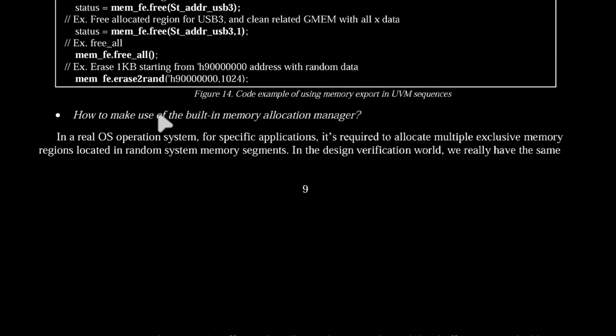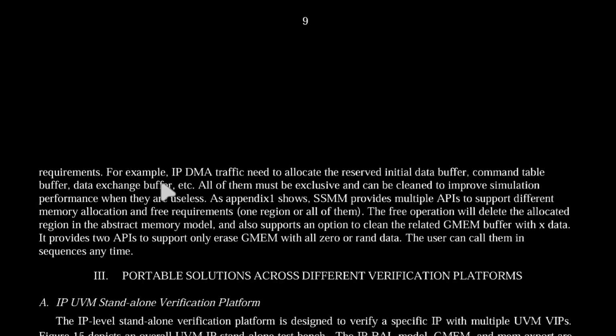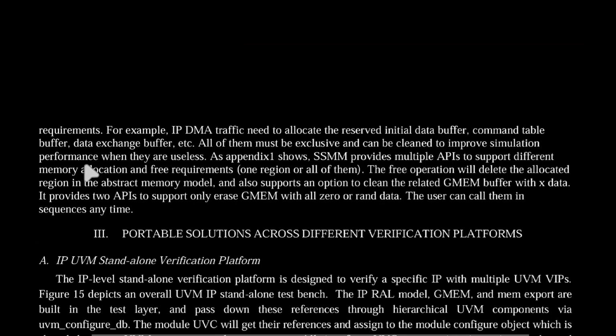How to make use of the built-in memory allocate manager? In a real operating system, for specific applications, it's required to allocate multiple exclusive memory regions located in random system memory segments. In the design verification world, we really have the same requirement. For example, IP DMA traffic needs to allocate and reserve the initial data buffer, command table buffer, data exchange buffer, and so on. All of them must be exclusive and can be cleaned to improve the simulation performance when they are useless.